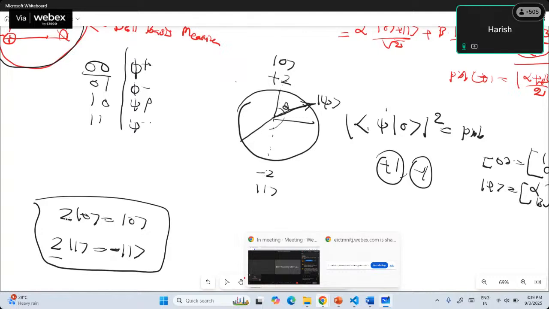And if you want to understand this with the Bloch sphere representation, the Z gate is nothing but a rotation around the Z axis by 180 degrees. So the geometrical meaning is a rotation around the Z axis by 180 degrees.